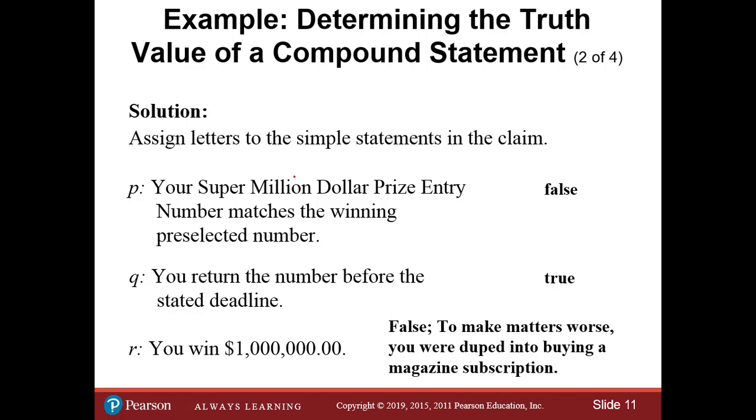Okay, so you can do this without the truth table. But let's go through this and assign letters. So again, they assign letters, right? So P, your super $1 million prize entry number matches the winning pre-selected number. That's false, right? They're saying you don't. You return the number before the stated deadline. Q, that's true. And R, you win $1 million. That's false because to make matters worse, you were duped into buying a magazine subscription. Dun dun dun. Okay.